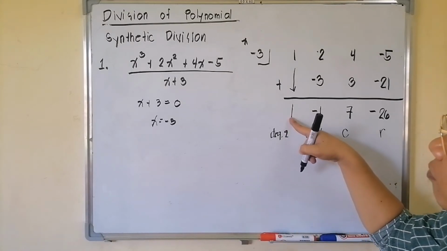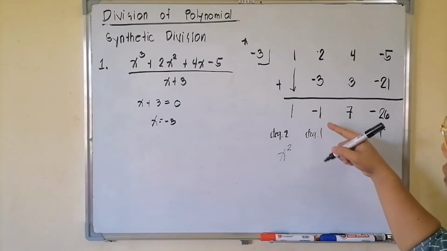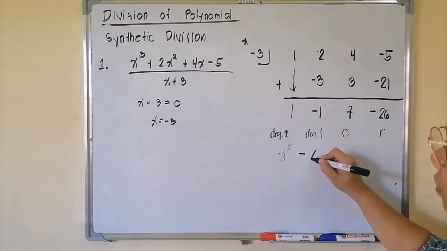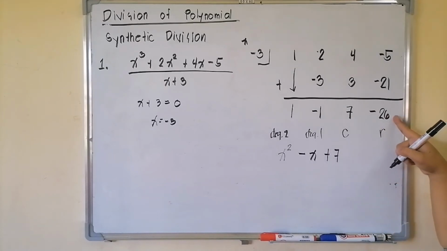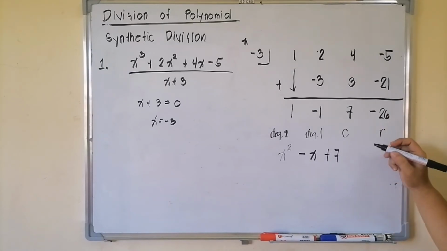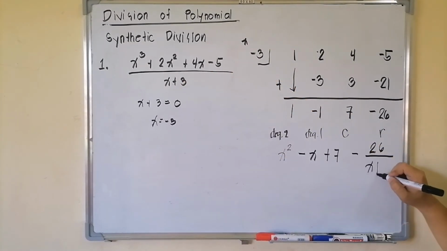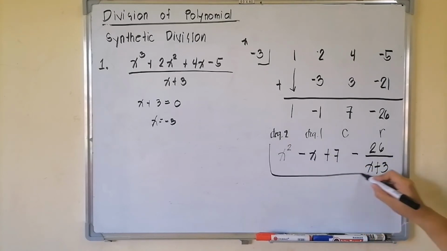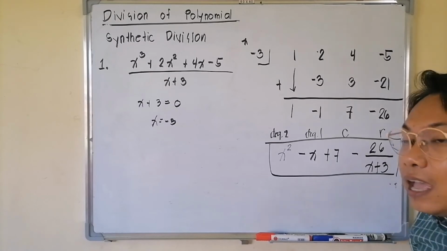Therefore, the numerical coefficient of your degree 2 is 1, so that's x squared. Minus the degree of 1, that's negative x. Your constant is 7. Then our remainder is negative 26. So that's negative 26 over your divisor, which is x plus 3. So this is now your final answer using the synthetic division.